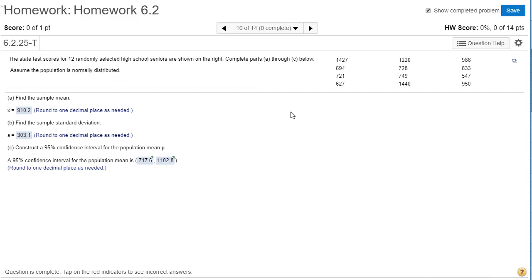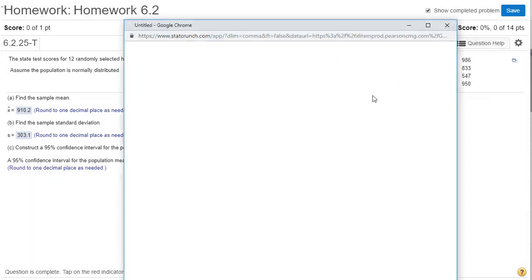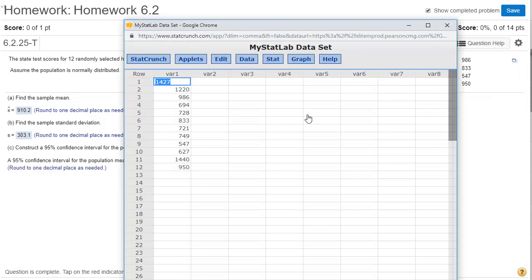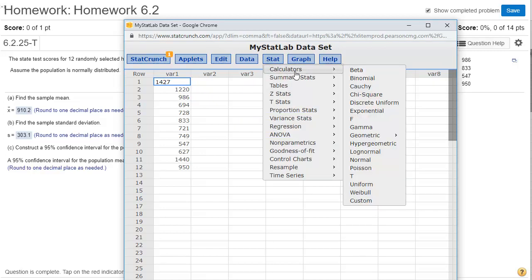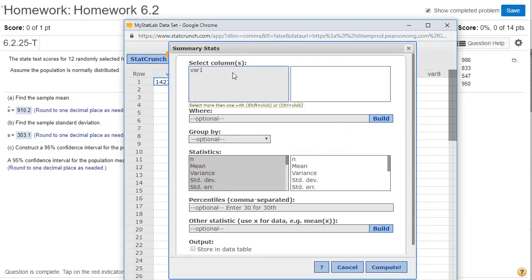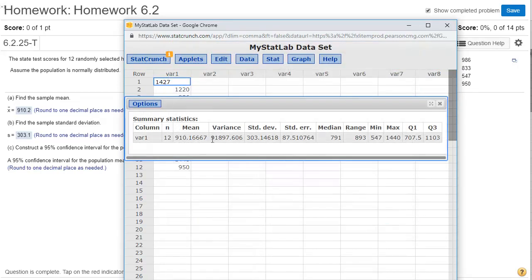All right, now we could have a problem where it asks us to do a confidence interval for a given set of data. Now in this particular problem, it's asking for the mean and sample standard deviation as well. So I'm going to click to open the data in StatCrunch. So here's my data in StatCrunch, and I'm going to find the sample mean and standard deviation by going to Stat. I'm going to do Summary Stat. I'm going to do Column Stat. Choose var1. It's going to find the mean and standard deviation here for me.